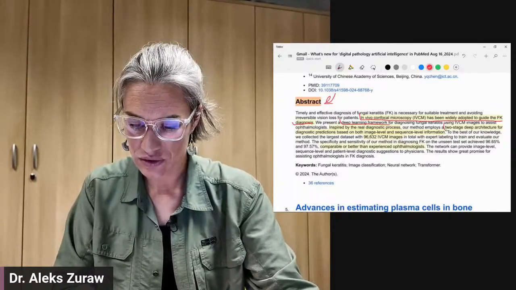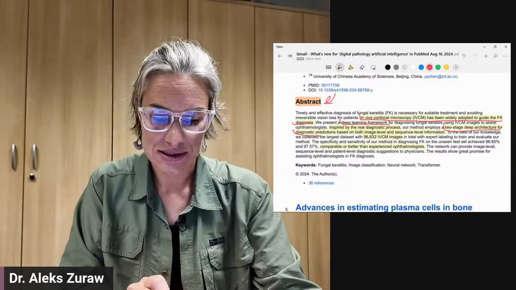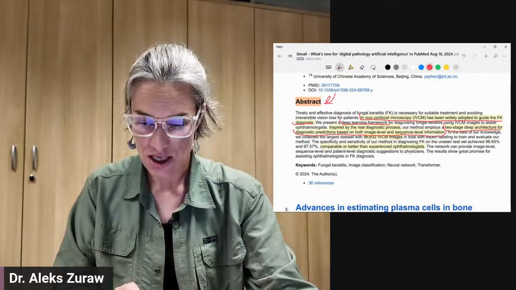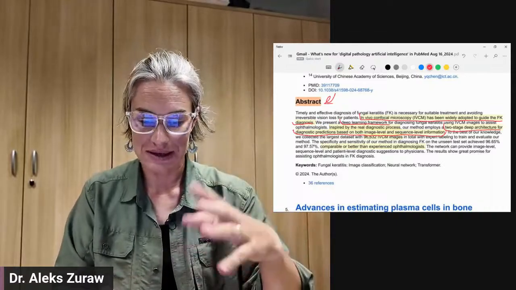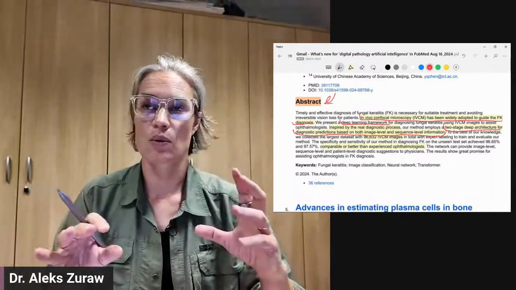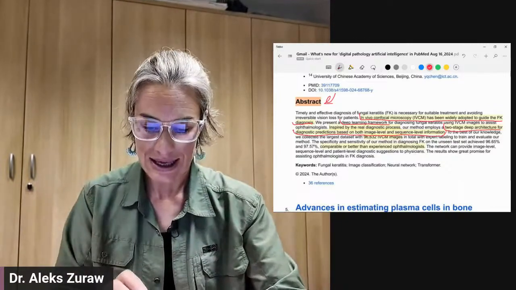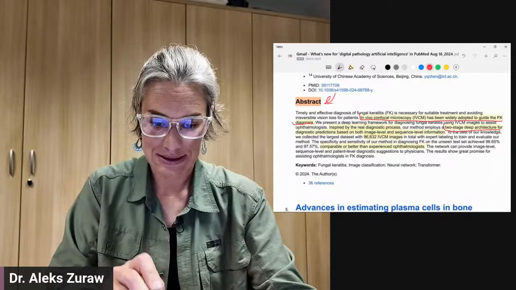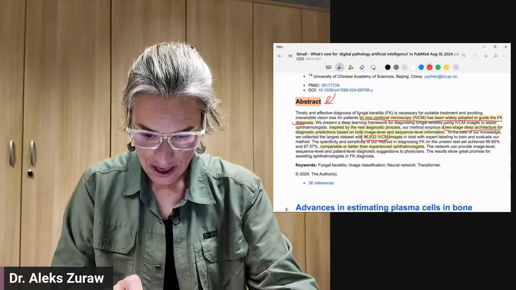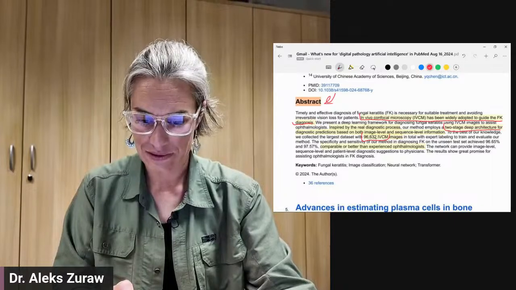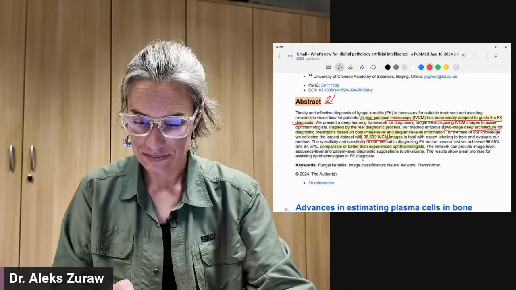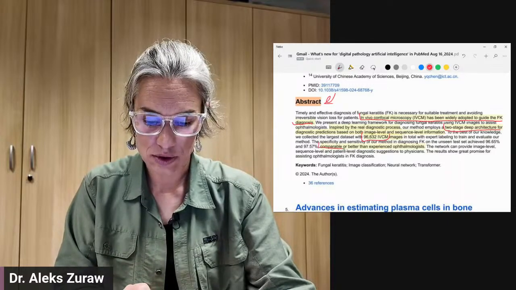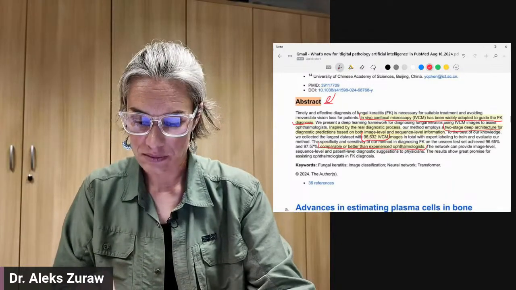They have a method, a two-stage deep architecture for diagnostic predictions based on both image level and sequence level information. Image level, so what we see in the microscope. Sequence level, they developed a super quick way of sequencing, some snapshot sequencing. And so they have these two data points, and they had a very, very big data set of images, 96,000 over 632 confocal images, and their results were comparable or better than experienced ophthalmologists.